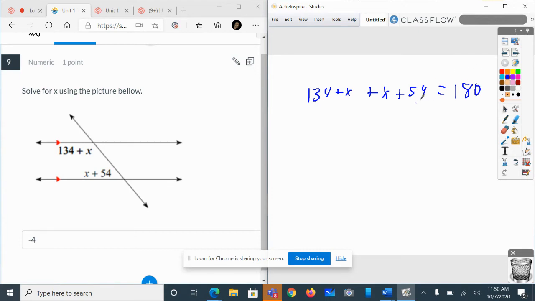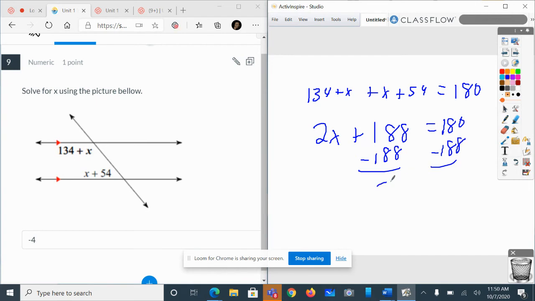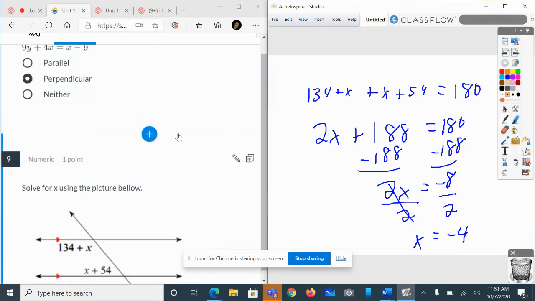So let's see. To solve this, collect like terms, add them. So you're going to have 2x plus, what's that, 188 equals 180. Subtract 188 on both sides. So it's 2x equals negative 8. Divide by 2. So x is equal to negative 4. And let's keep going.